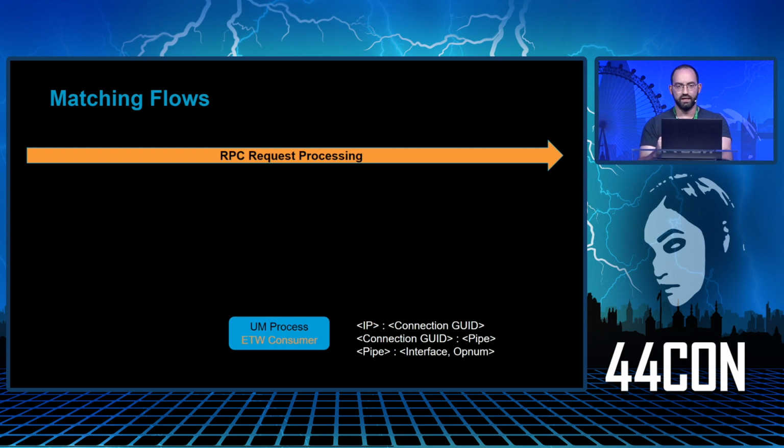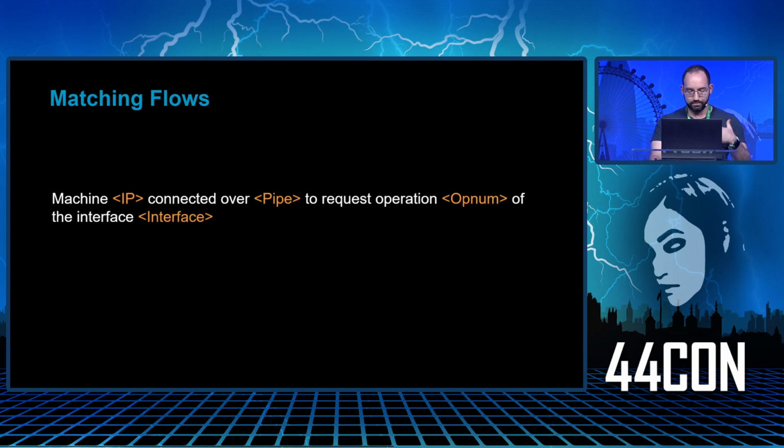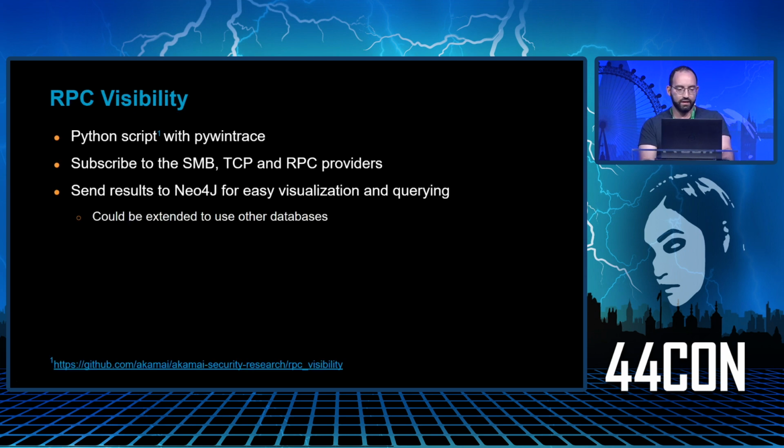If we keep track of all this data all the time, and then backtrack once we get the RPC operation, we should be able to match that RPC operation with the IP and pipe that handle this connection. And I did exactly that.